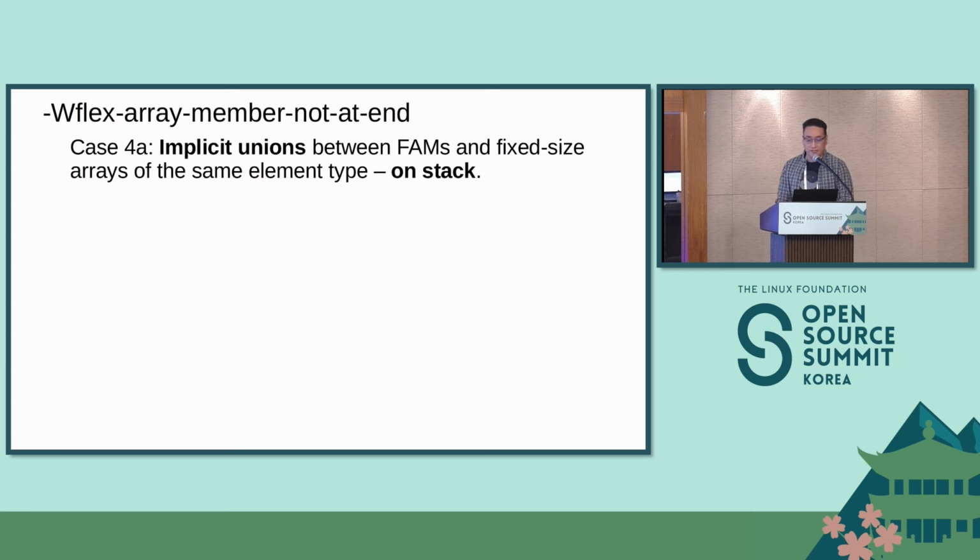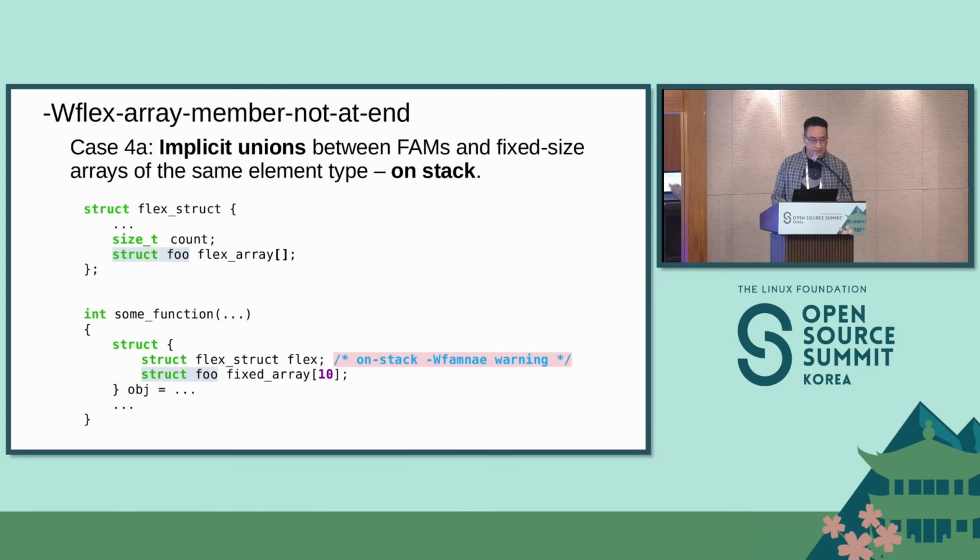Case number 4 is the same case. It's an implicit union. However, in this case, it's on stack. So it's exactly the same case. We have a flexible structure, and we have on stack an instance of that flexible structure, and the following adjacent member is a fixed size array of the same element type as the flexible array member.